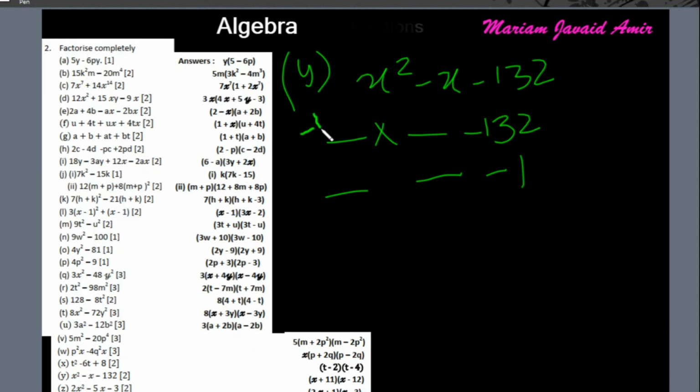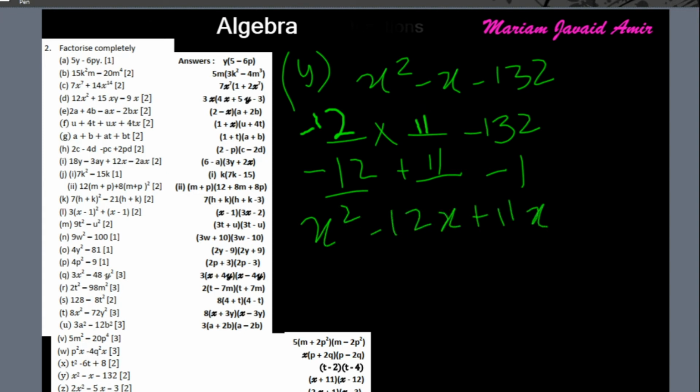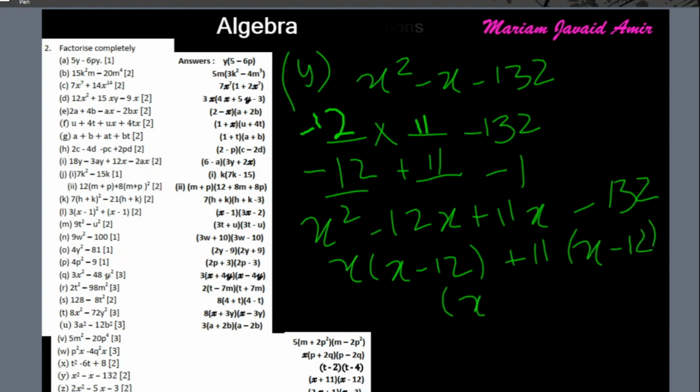If I write minus 12 times 11, I get minus 132, and if I write minus 12 plus 11, I do get minus 1. So break the middle term into minus 12x plus 11x, and then write minus 132. X is common here, x minus 12 plus 11 is common here, x minus 12. So we're left with x minus 12 and x plus 11.